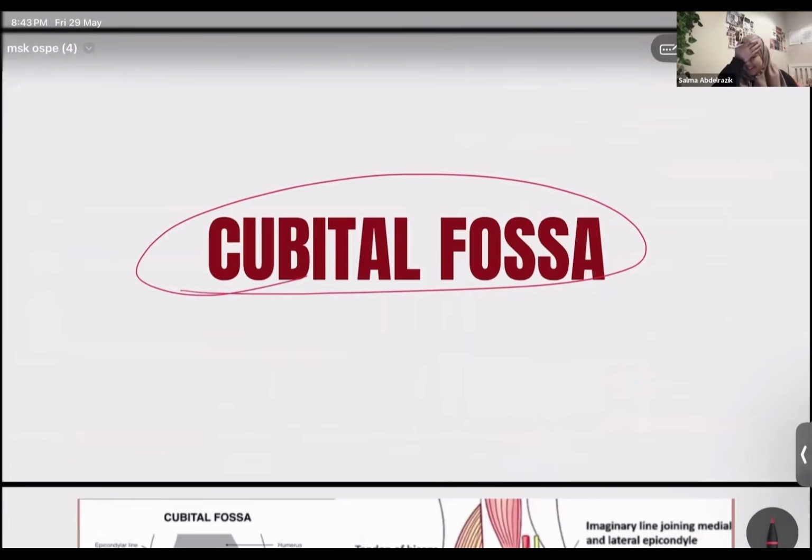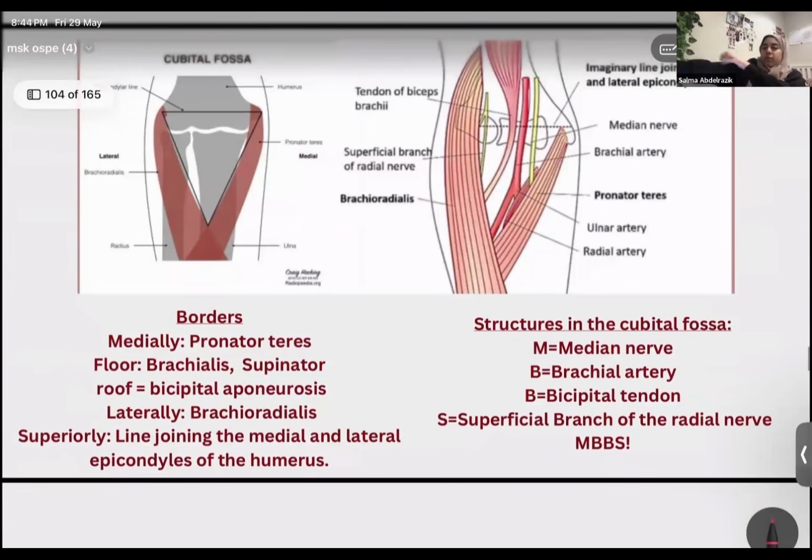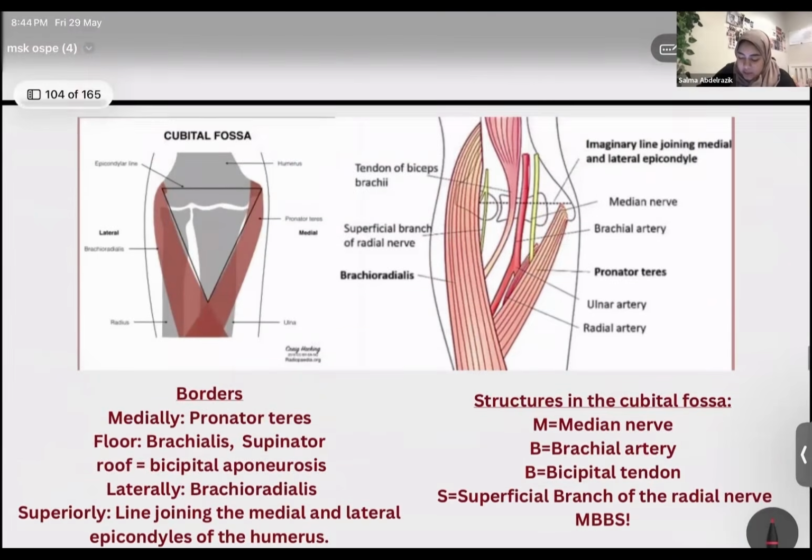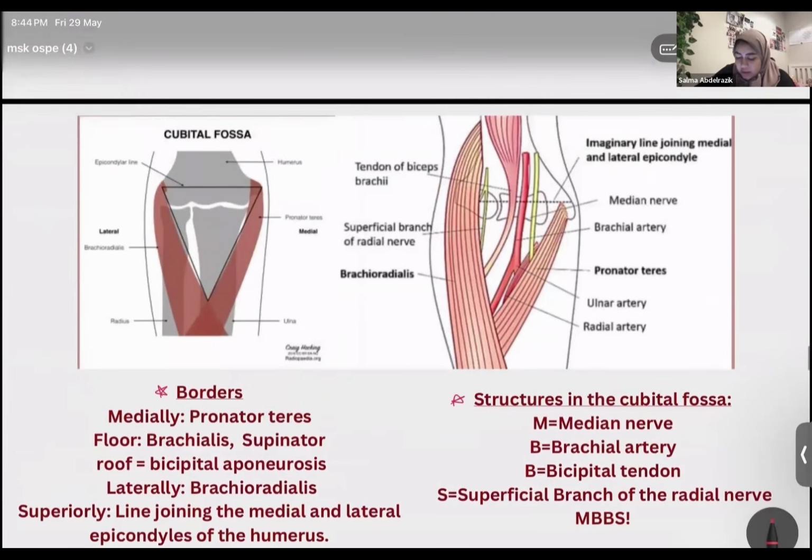Cubital fossa, guys. It's basically in your elbow over here. It has borders and it has structures going through it. Let's start with the borders. Superiorly, it's the line that connects the two epicondyles. Medially, you have the pronator teres muscle. Laterally, you have the brachioradialis. There's no comeback from this, guys. You have to memorize this.